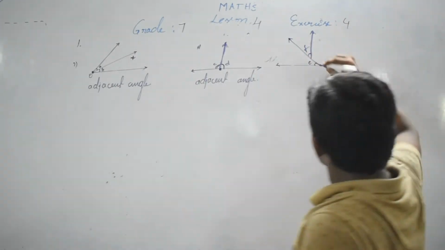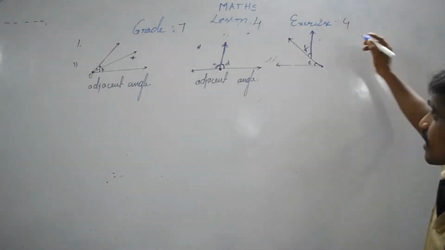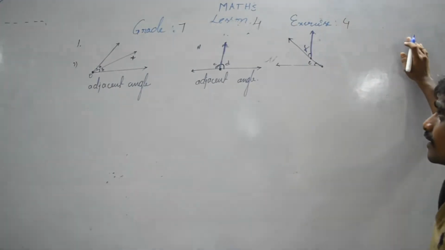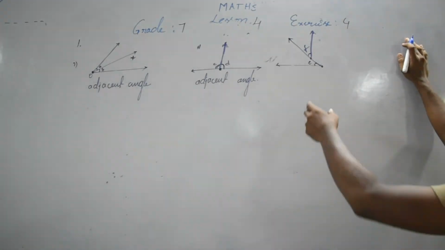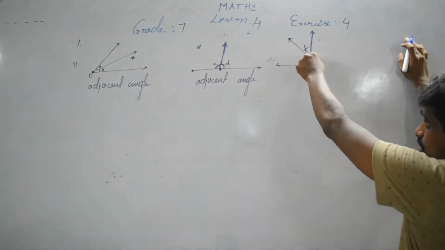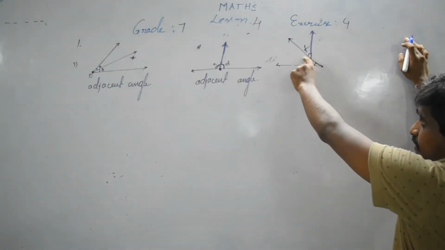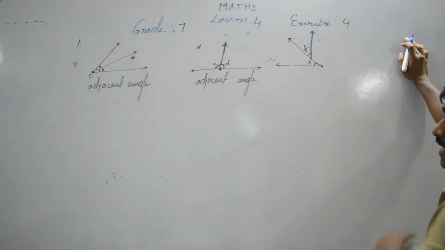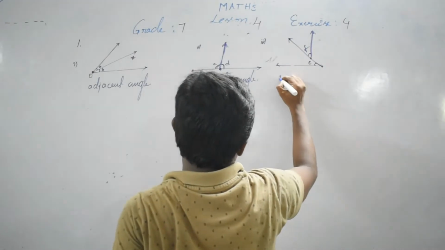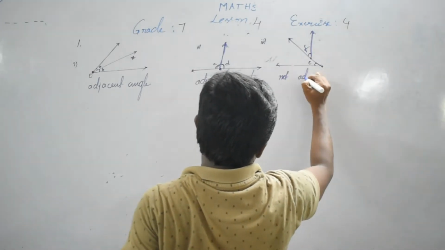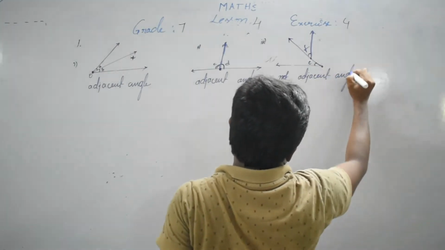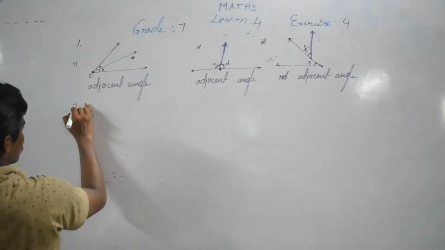Here see, this angle has a common vertex. But here, these both angles have different vertices. There is a common ray, but this is not an adjacent angle.